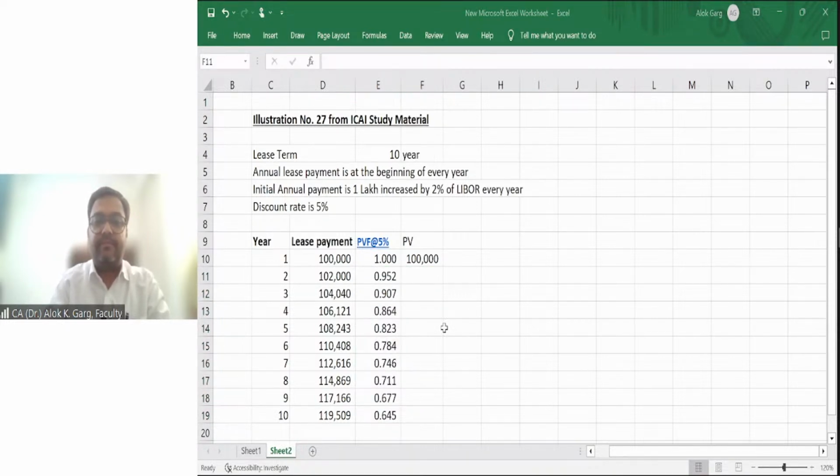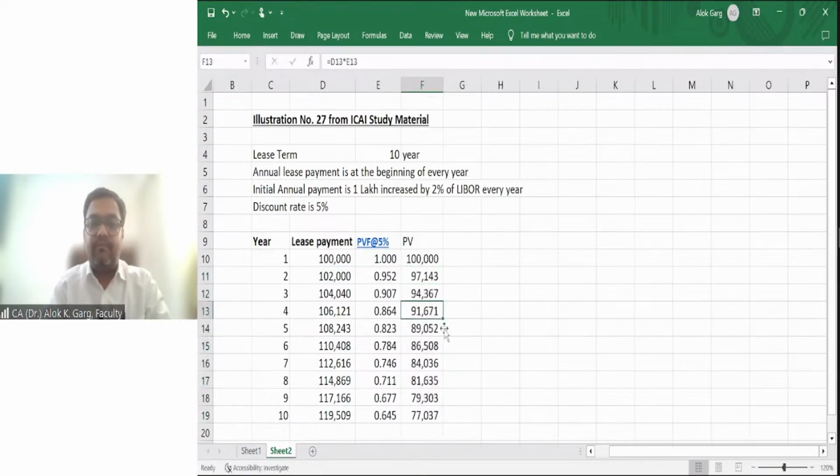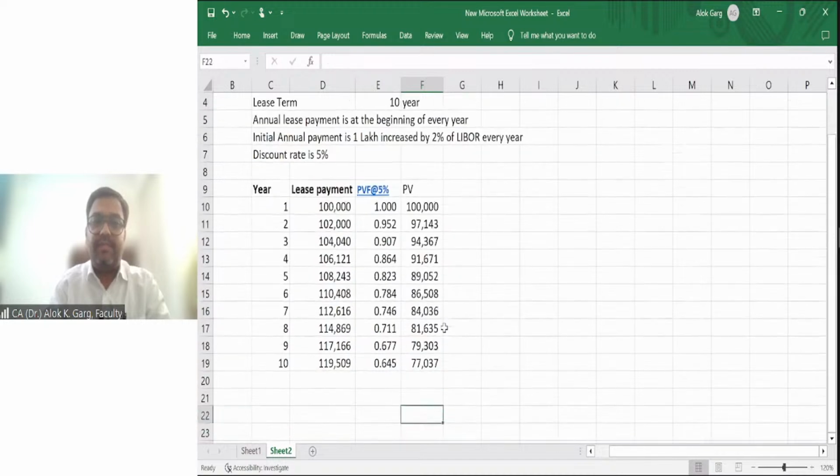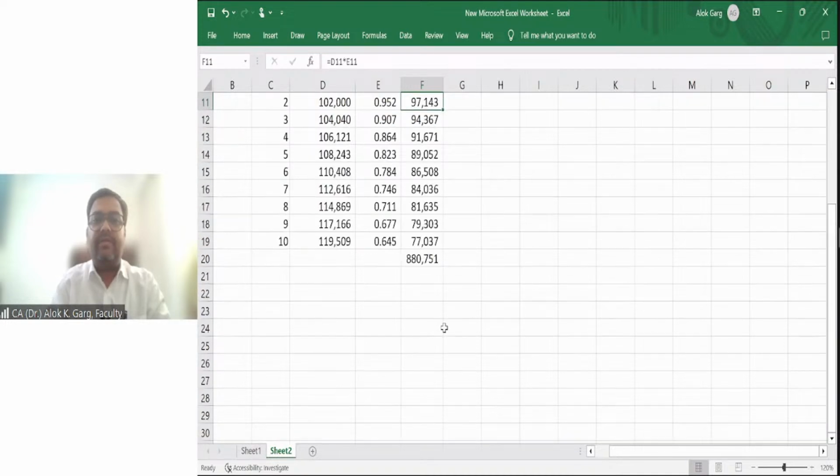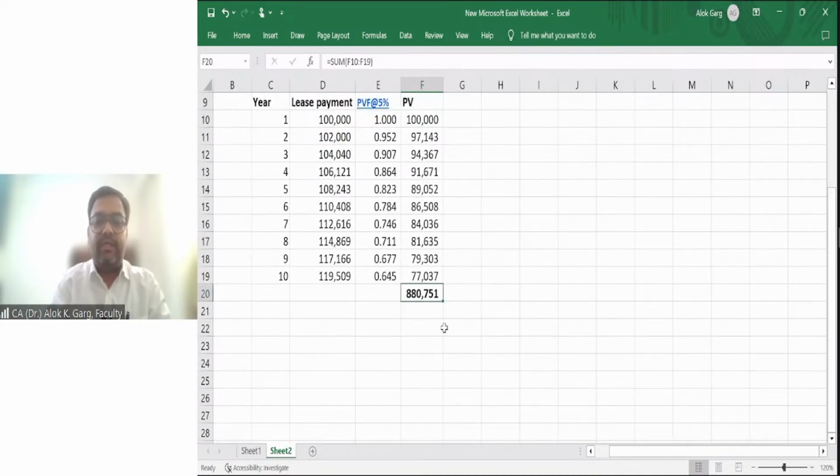Likewise, this will be the present value for every year's payment. Simple. What is the total of these payments? The total is 880751. Is this clear? I hope it is clear.